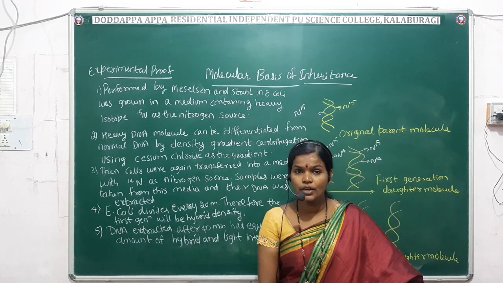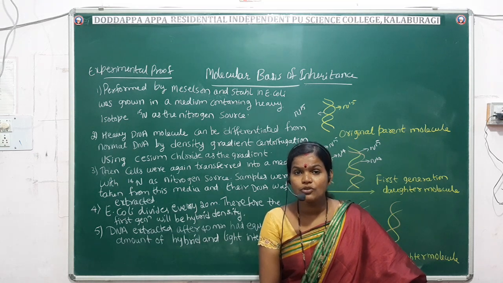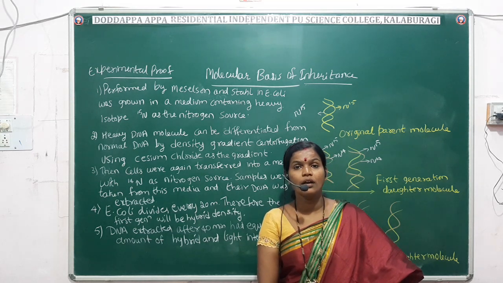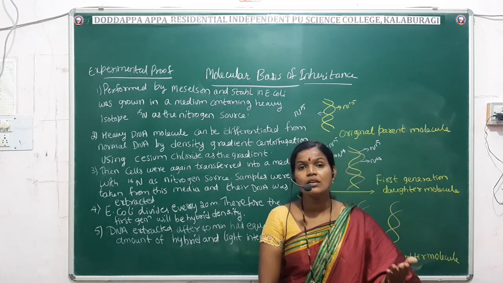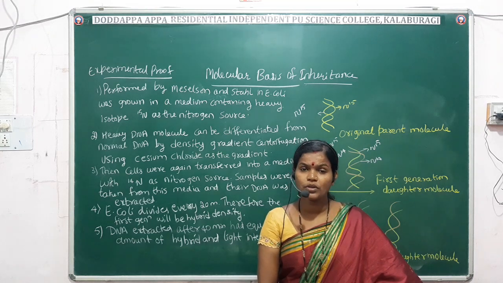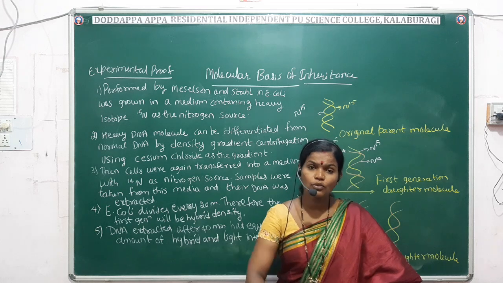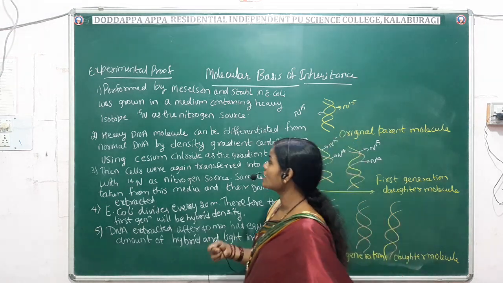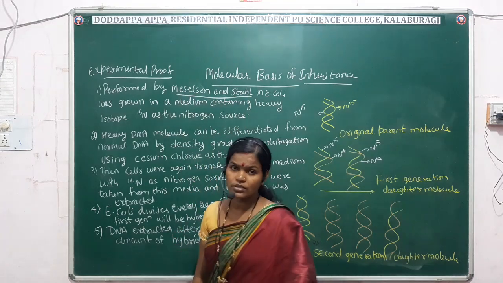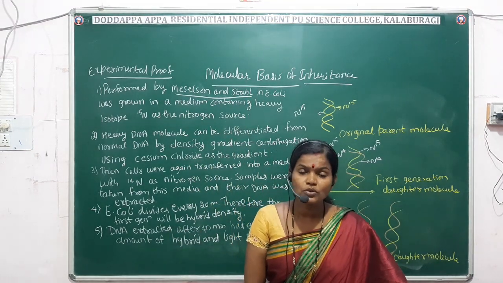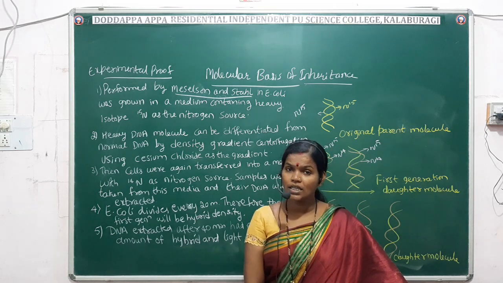And the other one is the radioactive isotope of nitrogen. Okay, the radioactive isotope nitrogen is taken for this experiment. They have seen how the normal DNA differs from the radioactive isotope DNA. Okay, so the normal DNA of the 14th generation they have taken. So before going to this experiment in detail, who has proposed this one? Meselson and Stahl are the scientists who proposed this experiment, the experimental proof for DNA replication.